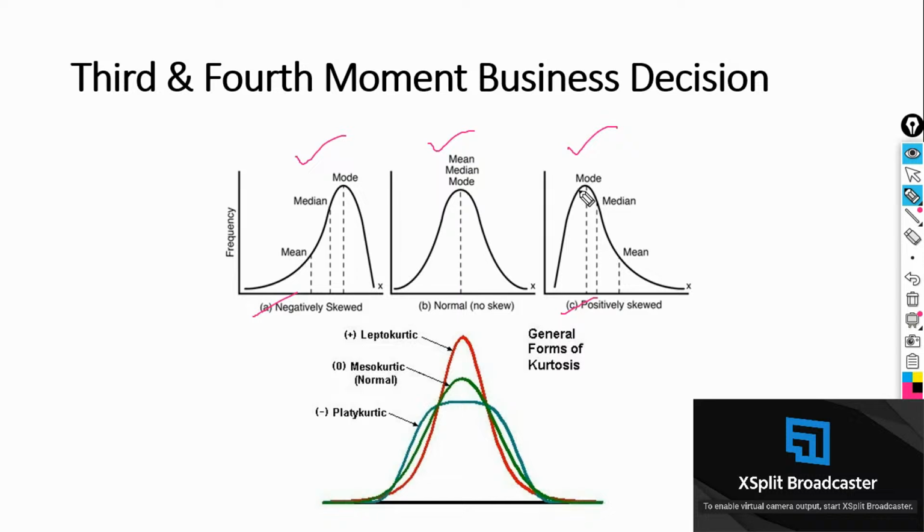Mode is nothing but the most repeated value. Obviously, in this entire plot, where do you see the highest tall peak? Mode means a value which is repeating for the highest number of times. Obviously, that is nothing but this value. This is the value which is repeating more number of times. So that is the reason we see a tall peak, right?